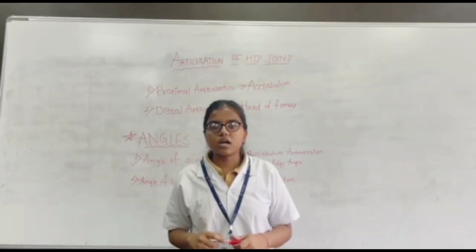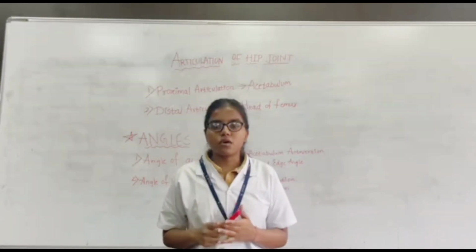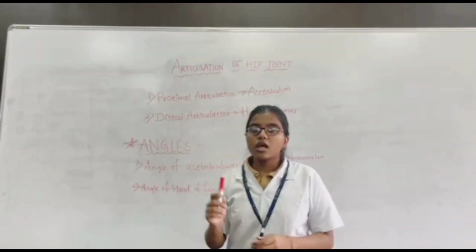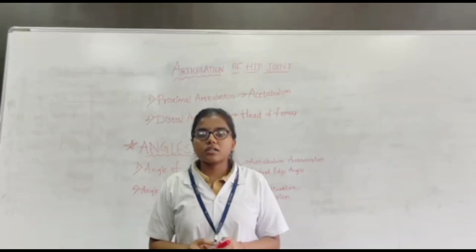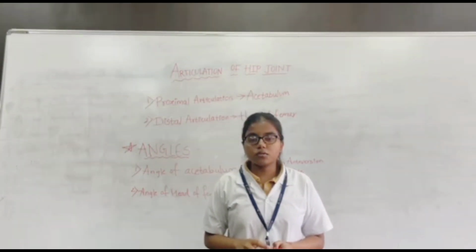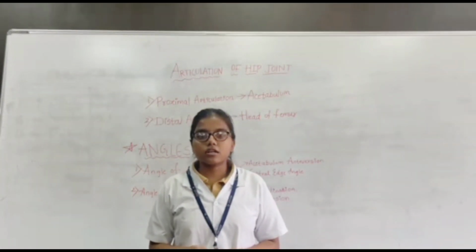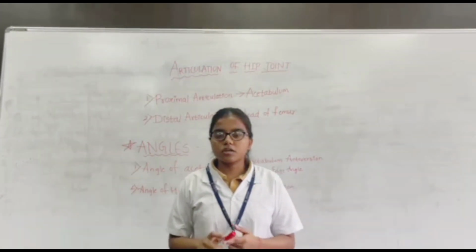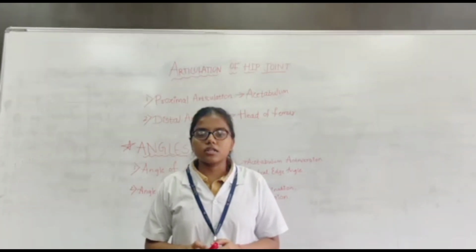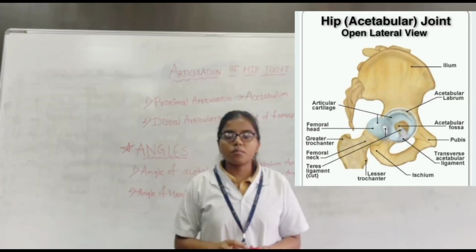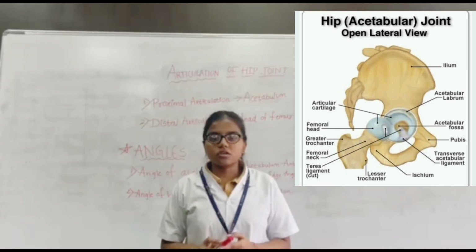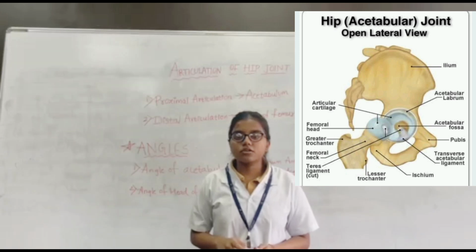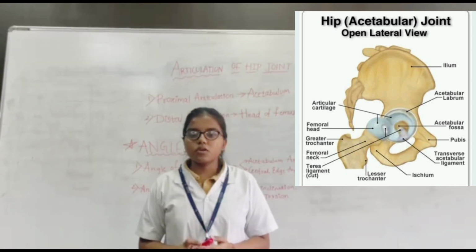Basically, the articulation of the hip joint is formed by the proximal articulation and the distal articulation. The proximal articulation is formed by the acetabular bone and the distal articulatory bone is the head of the femur. Let us first see the proximal articulatory surface, that is the acetabulum, which is formed by three bones, that is ischium, ilium and pubis. This acetabulum can be divided into the lunate surface and the acetabular fossa.